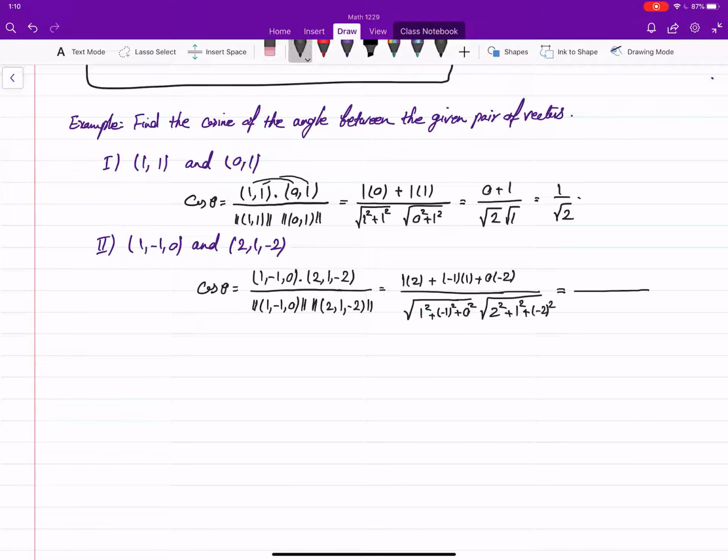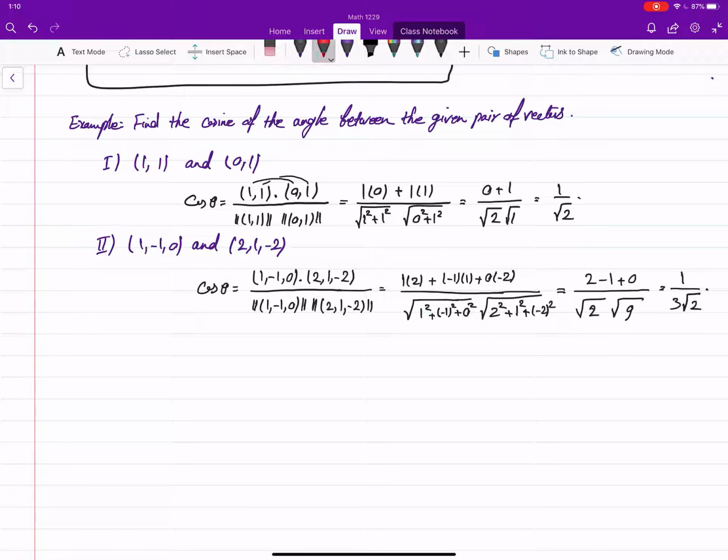Then I have 2 minus 1 plus 0 over 1 squared plus -1 squared, it is 2. And then here 2 squared is 4 plus 1 is 5 plus another 4 is 9. So 2 minus 1 is 1. Root 9 is 3 and root 2 is just root 2, just leave it like that. Yeah. So that is the new formula.